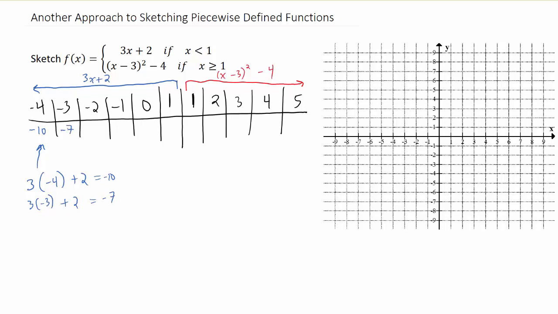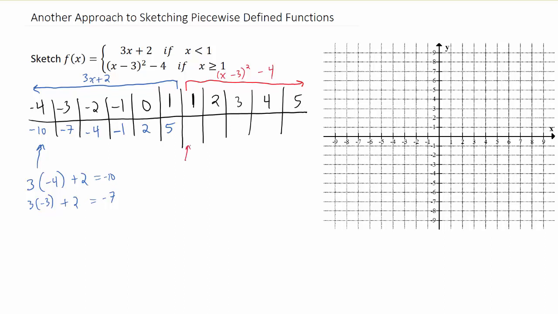And if I just do that for a few more points here, if x is -2, that would be -6 plus 2, which is -4. If x is -1, -3 plus 2 is -1. If x is 0, that would be 2. And if x is 1, we would have 5. But now I'm going to switch over to the other rule.